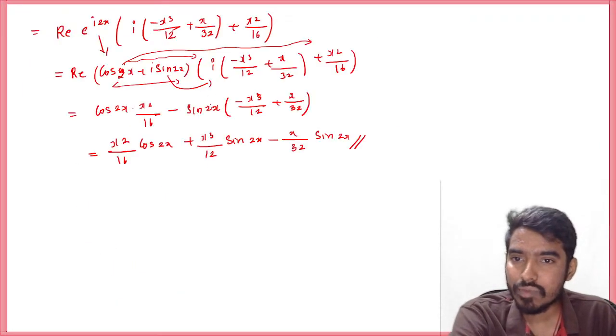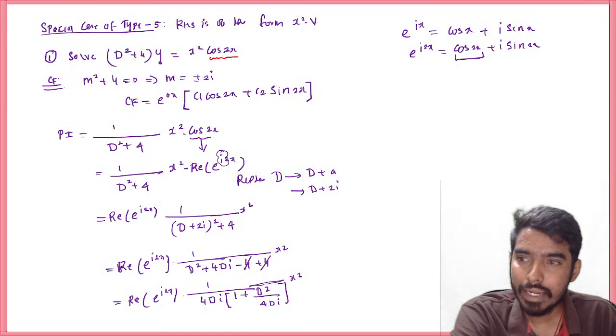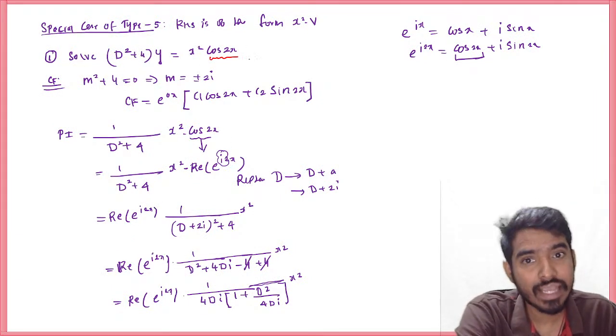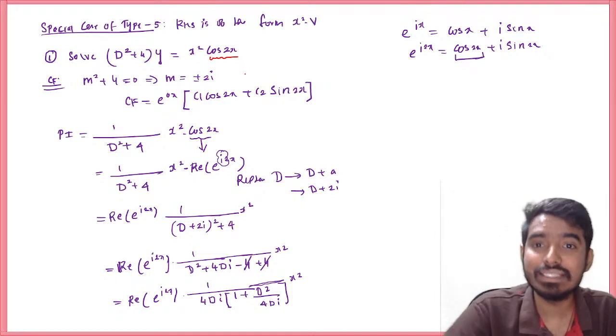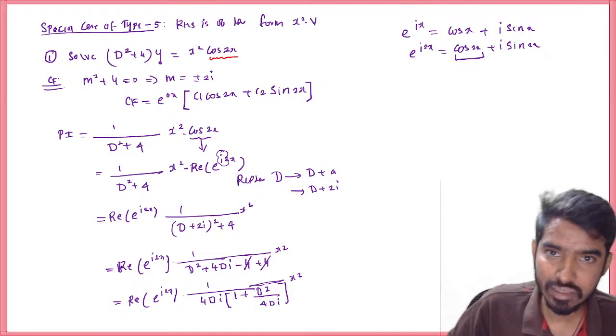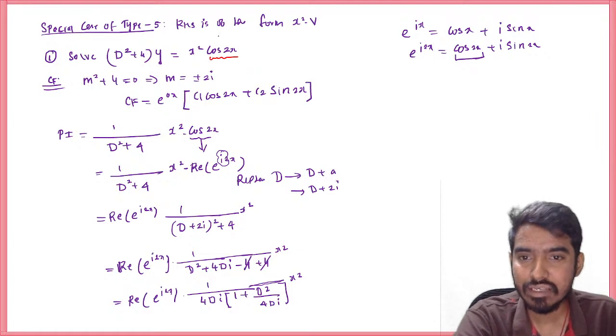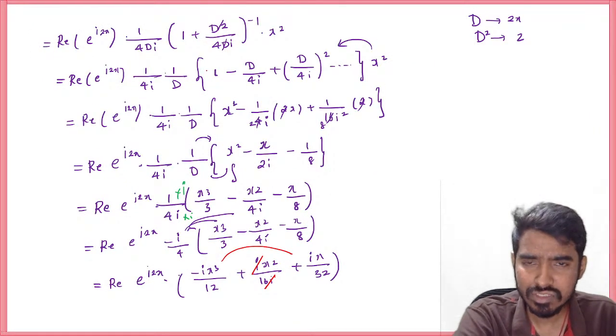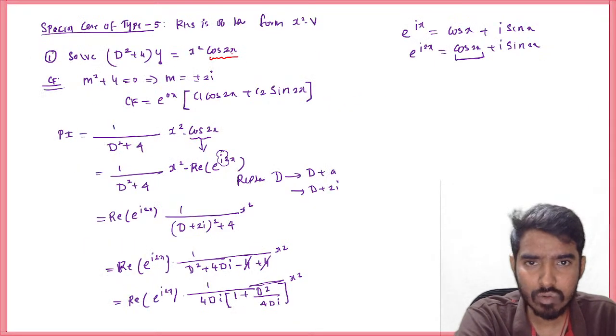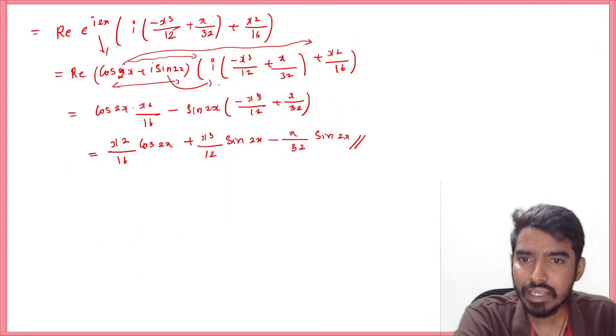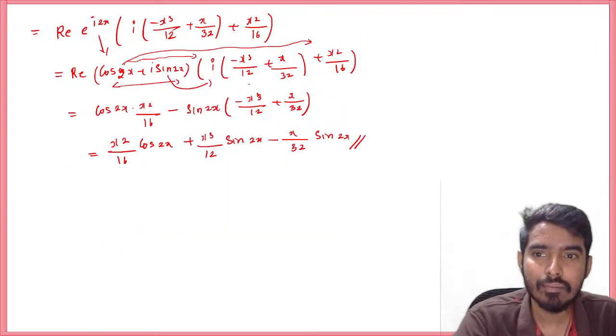I'll repeat once more. So I'm writing this cos 2x as real part of e power i 2x. Suppose if you have sin 2x, what will you do? Imaginary part of e power i 2x. If you have sin 2x, what will be the answer? The answer will be the imaginary part. You'll be calculating the imaginary part.